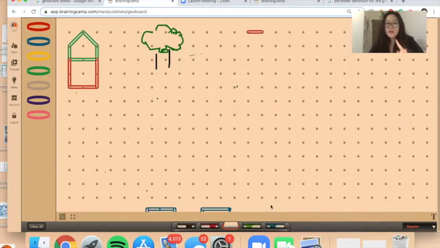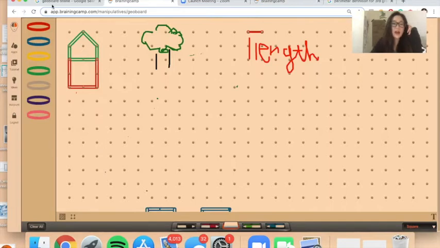And so one thing to keep in mind is that the distance between one peg to another is going to equal 1. Can you say that with me? It's going to equal what? 1 length. All right, and we know to calculate the perimeter, we need to add the lengths of all the sides of the shape, or the distance surrounding the shape.